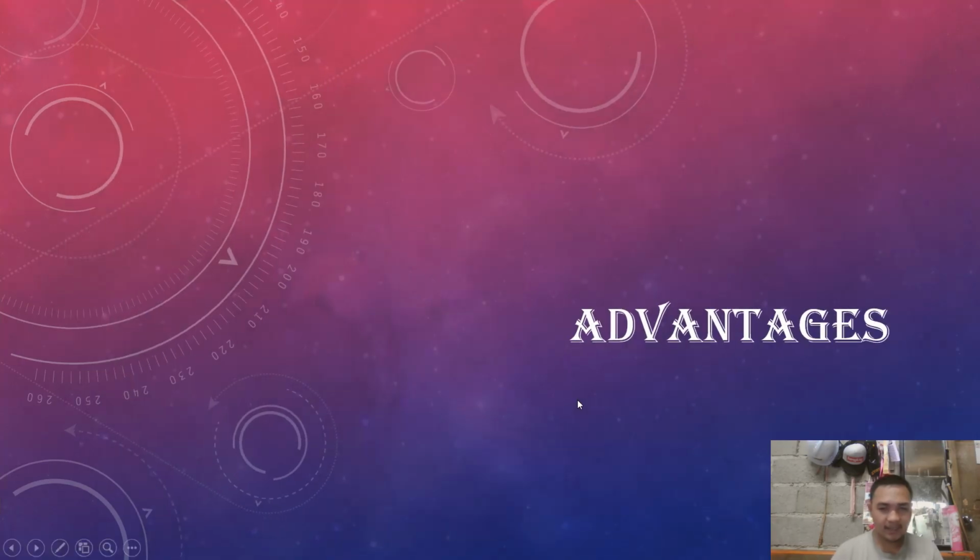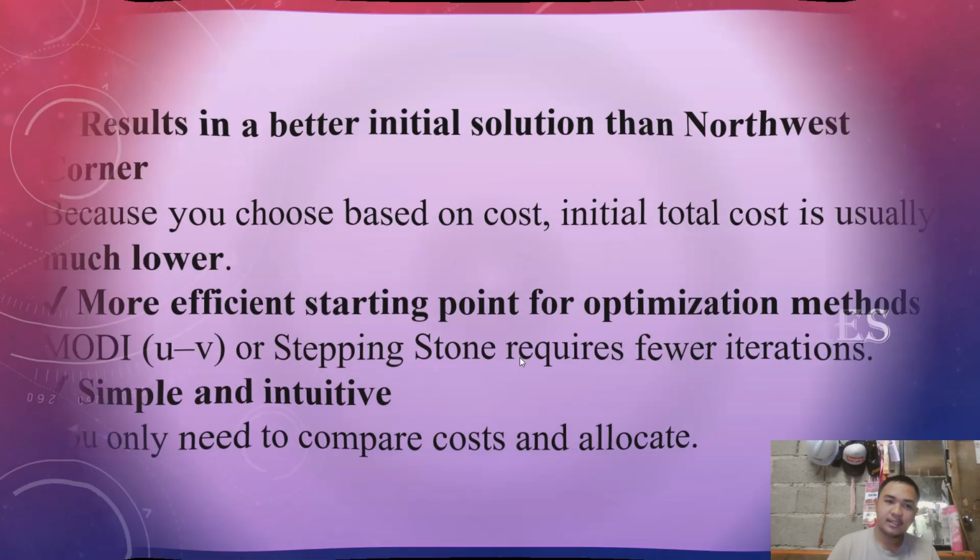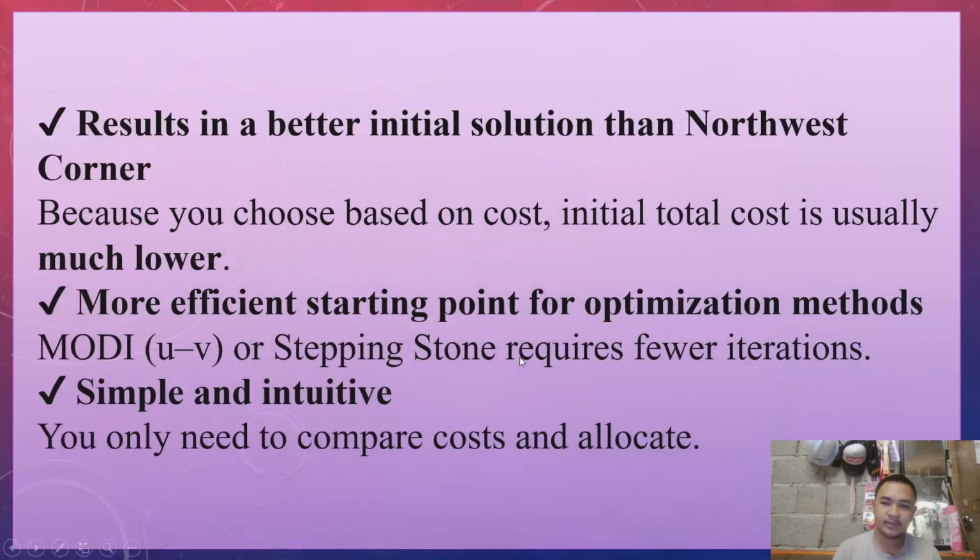So we'll talk about the advantages of using said method. It results in a better initial solution than northwest corner. Because you choose based on the cost, the initial cost is usually much lower. It is a more efficient starting point for optimization methods. MODI, also called the U-V method, or stepping stone, requires fewer iterations. It is simple and intuitive, and you only need to compare cost and allocate depending on the demand or the supply.